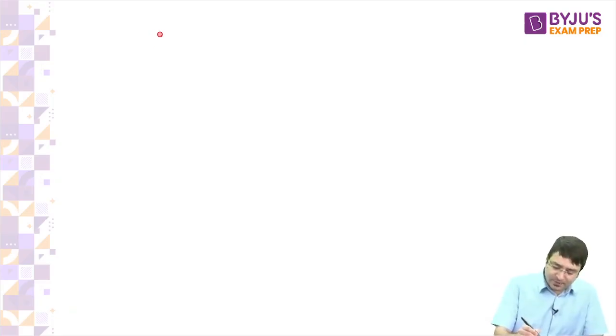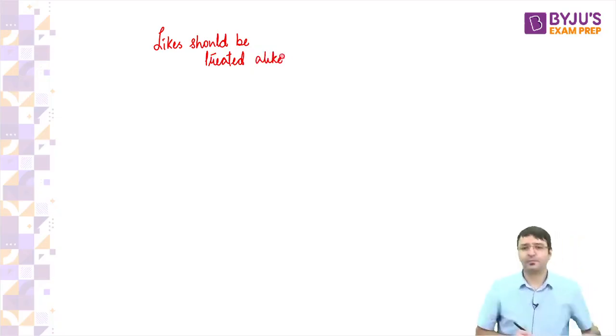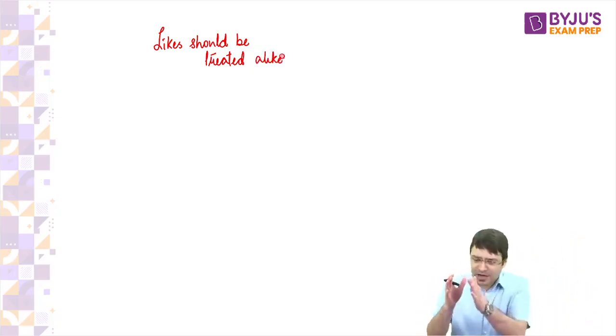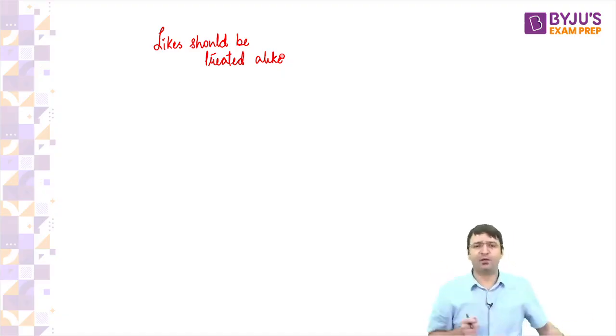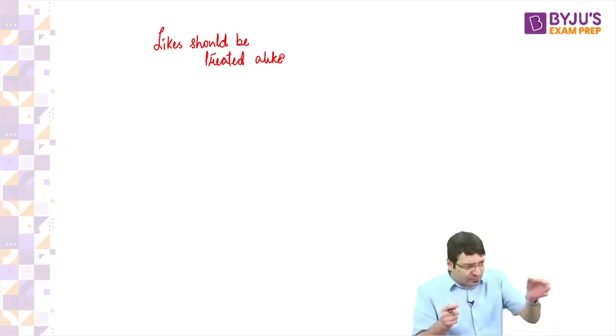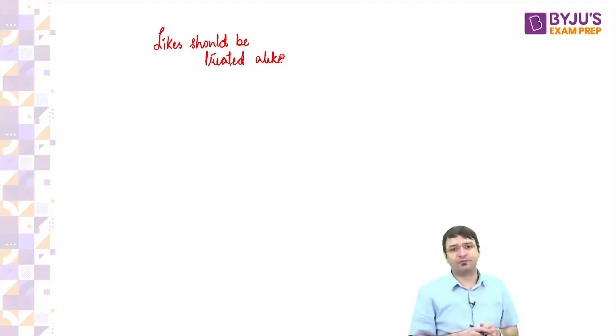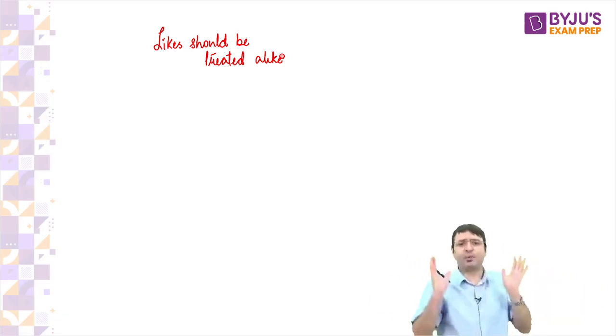For example, Article 14, or equal protection of the law, basically means like should be treated alike. Alike in the sense, if you have committed murder, no matter what your religion is, what your caste is, what your language is, what your gender is, you will all be booked under Section 302 of the Indian Penal Code. That means no discrimination whatsoever. If a Hindu murderer and a Muslim murderer are treated separately, that would be a violation of Article 14, because they are similar. Both are murderers. Regardless of your religion, you are murderers. We will treat you equally.